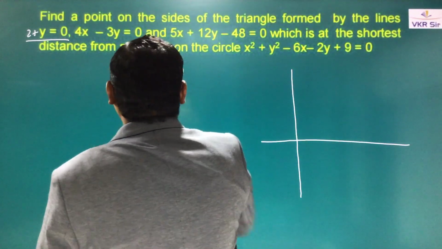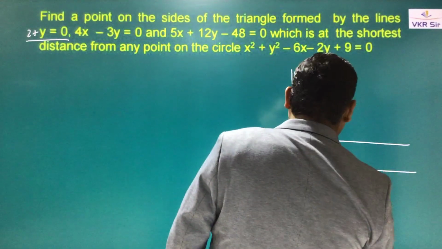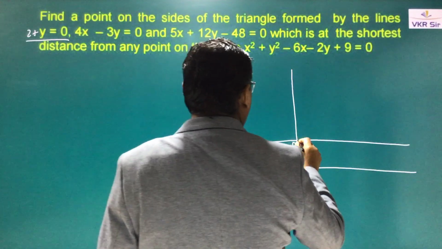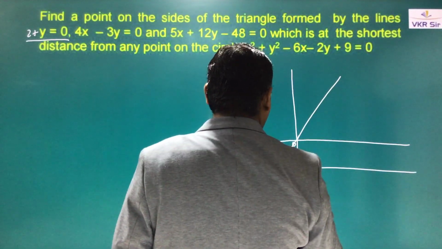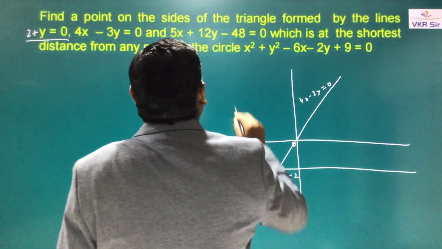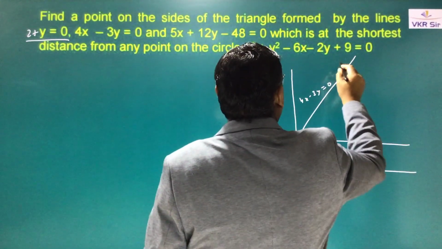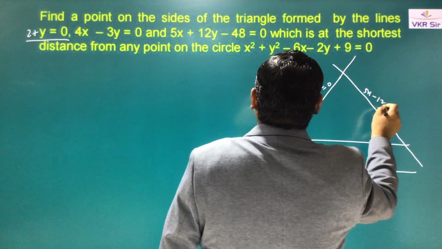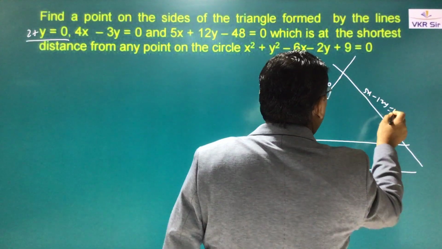So this line is y plus 2 equal to 0. So this is minus 2. This is 4x minus 3y, somewhere like this. And this line is 5x plus 12 with a negative slope, something like this. 5x minus 12y minus 48 equal to 0. Alright.